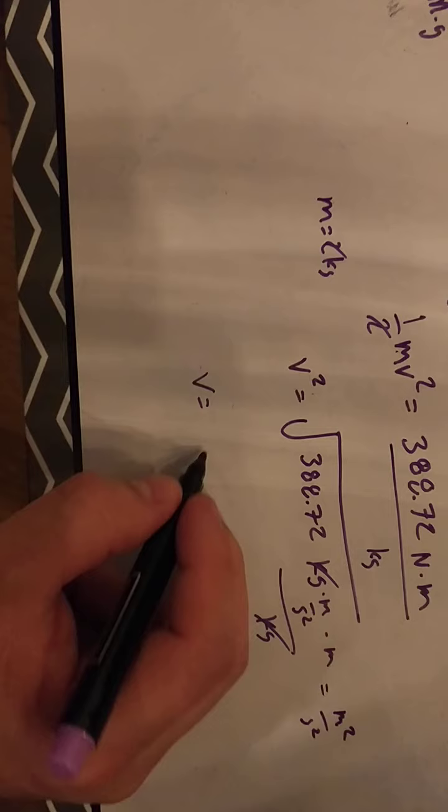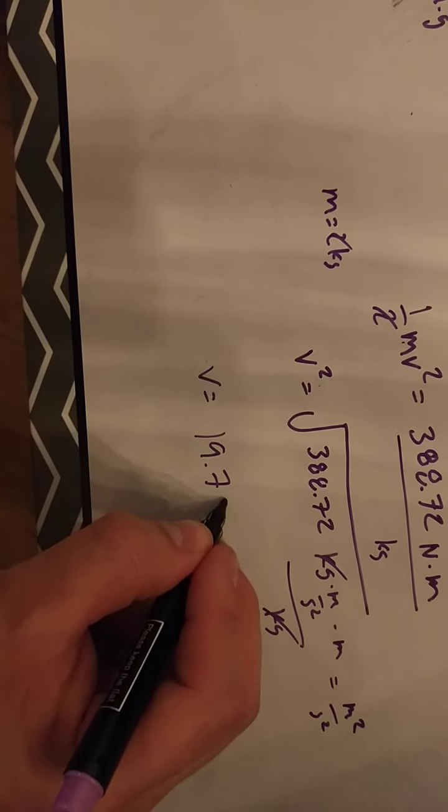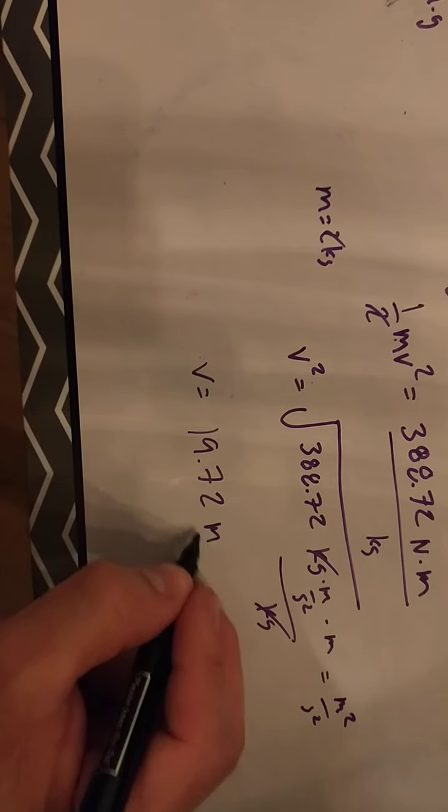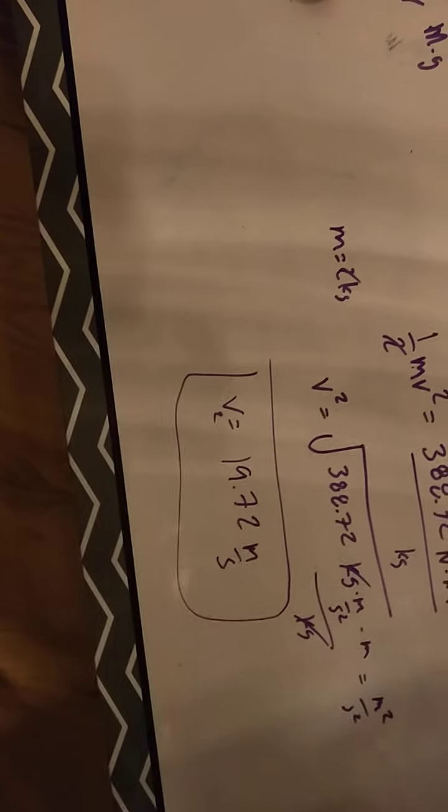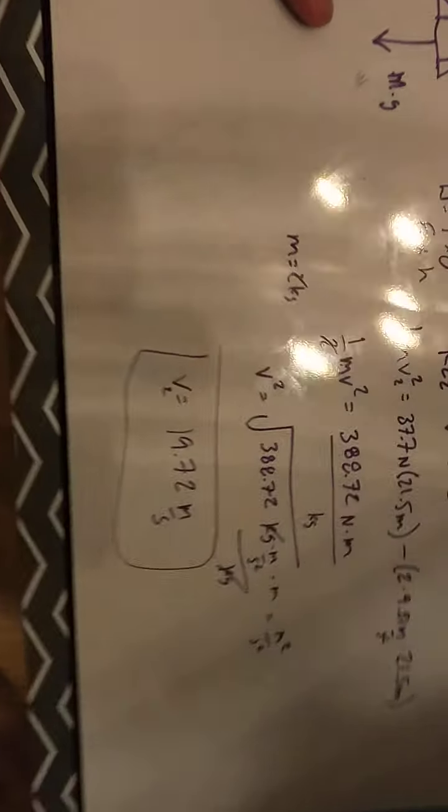And v then is equal to 19.72 meters per second. Oh, at point 2. Cool. So there's the answer.